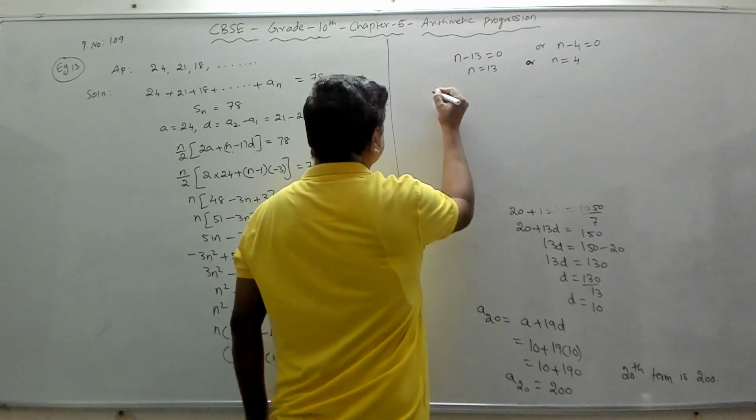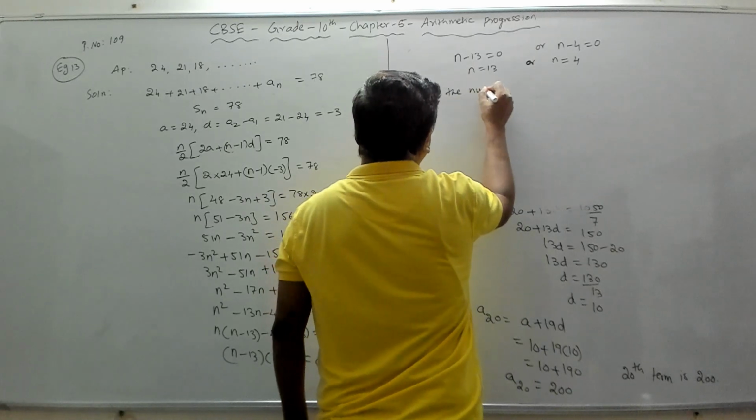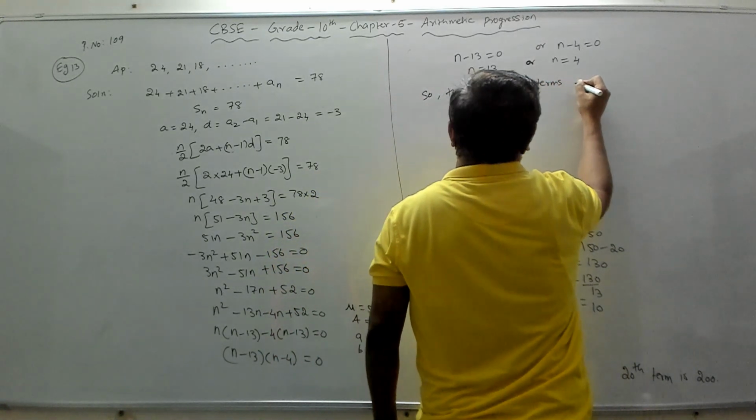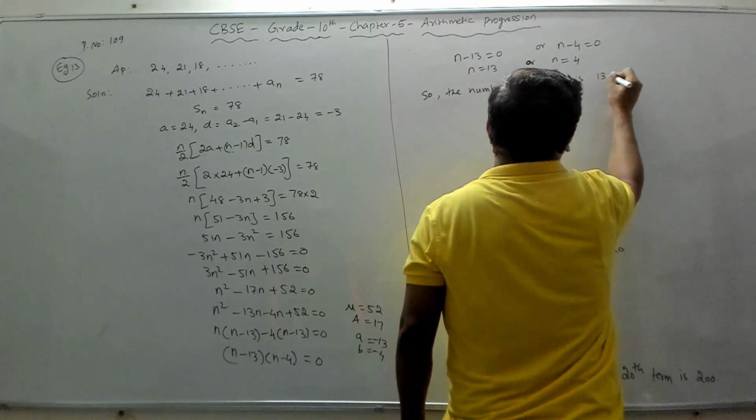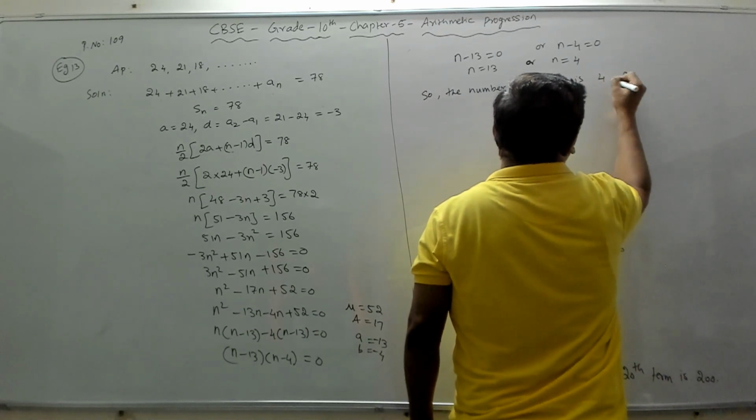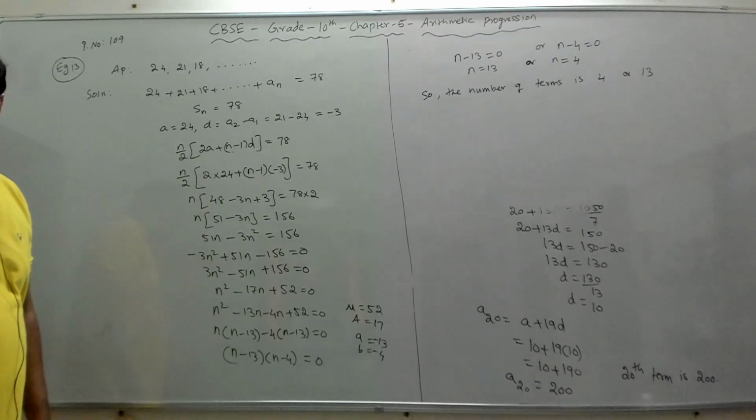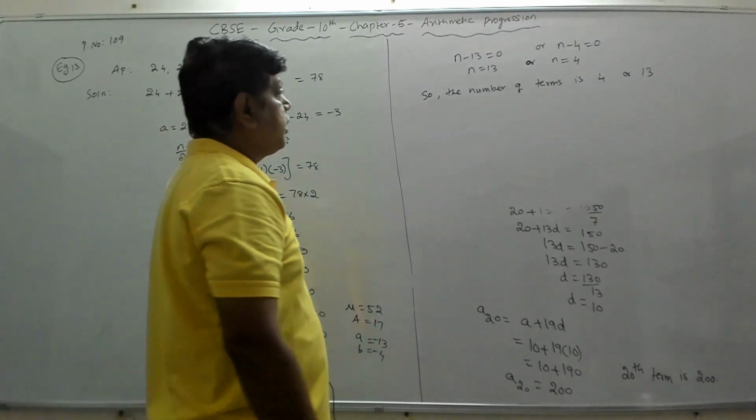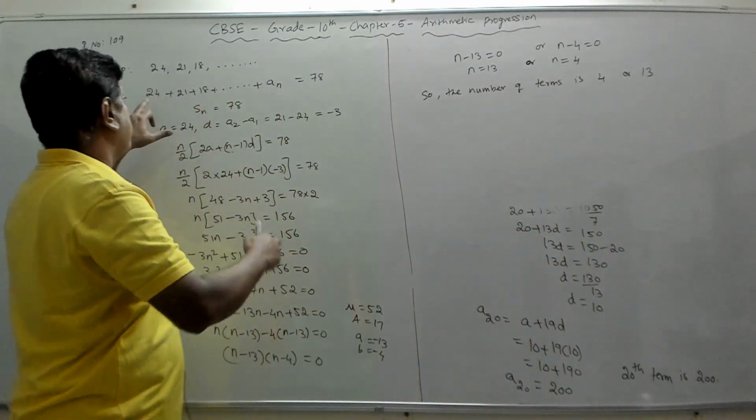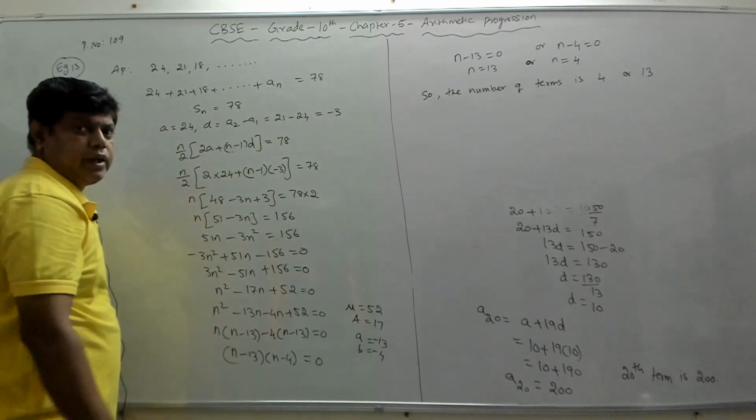So the number of terms is 4 or 13. So the number of terms is either 4 or 13. So if you add the first 4 terms, you get 78, or if you add the sum of first 13 terms also, you get 78.